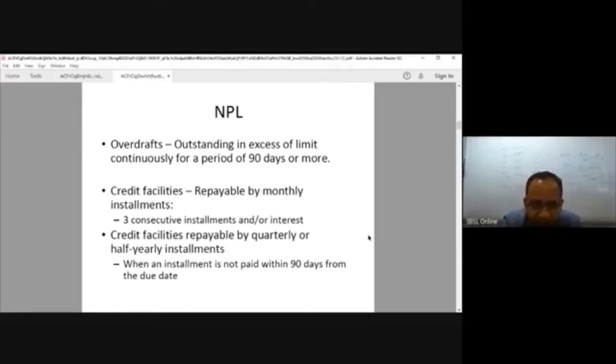Sometimes we structure facilities for quarterly payments, half-yearly payments also. So if it is a half-yearly payment also, after the due date we look at 90 days. If it is not paid within 90 days, then it becomes a non-performing advance.